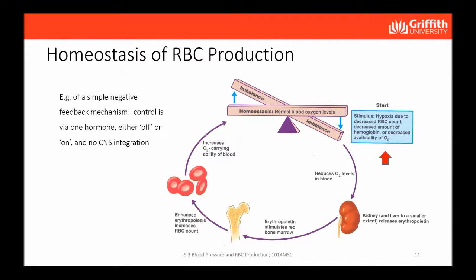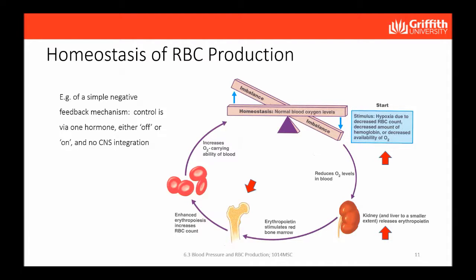When certain kidney cells become hypoxic or oxygen deficient due to factors such as decreased red cell count, decreased amount of hemoglobin, or the decreased availability of oxygen, the kidneys accelerate the synthesis and release of erythropoietin into the blood. Small amounts of erythropoietin is also produced by the liver. Erythropoietin then stimulates the synthesis of red blood cells from the bone marrow. Erythropoiesis is the production of red blood cells.